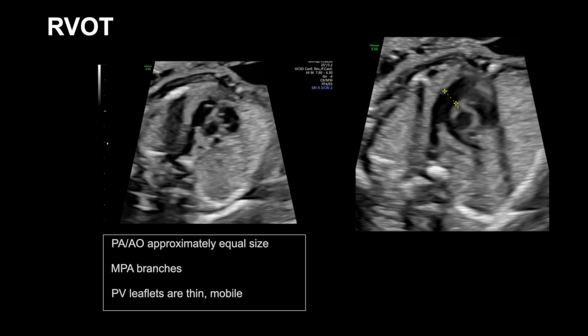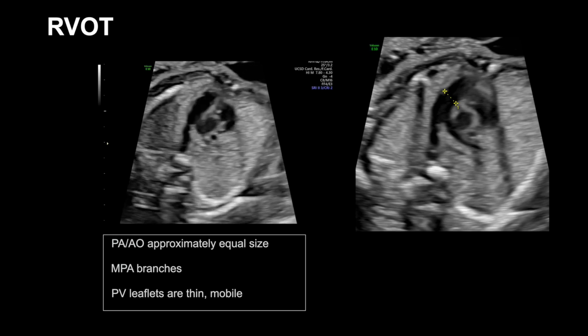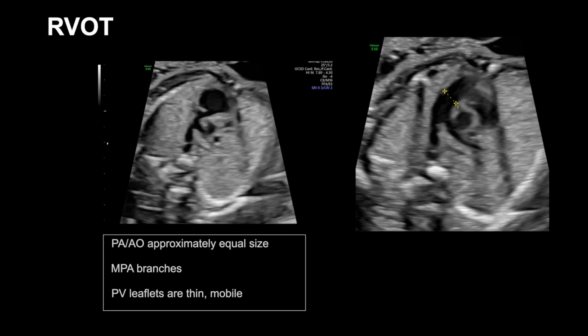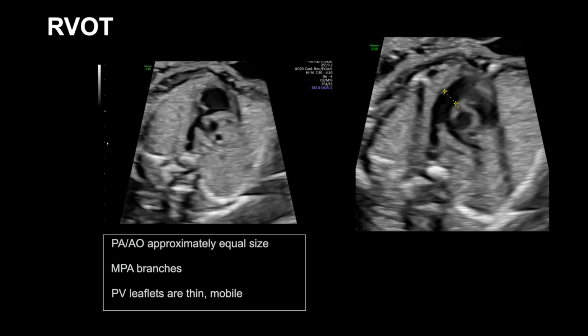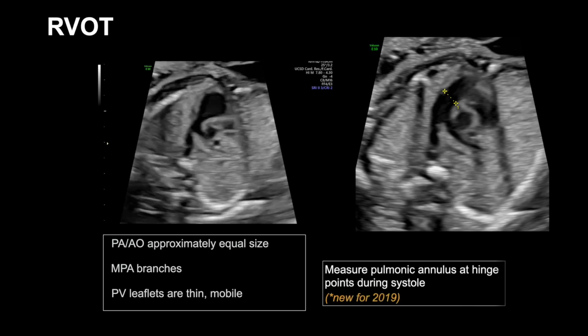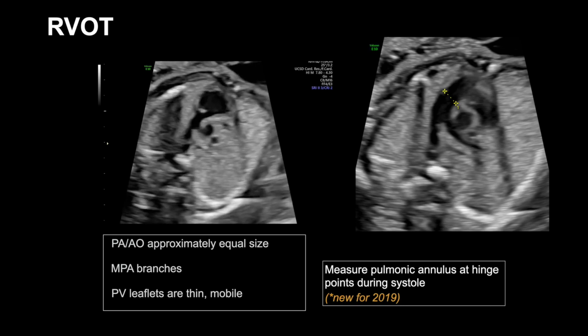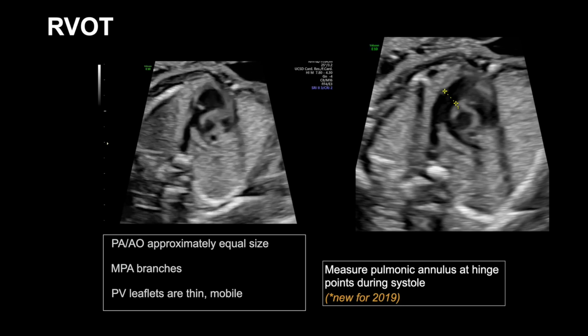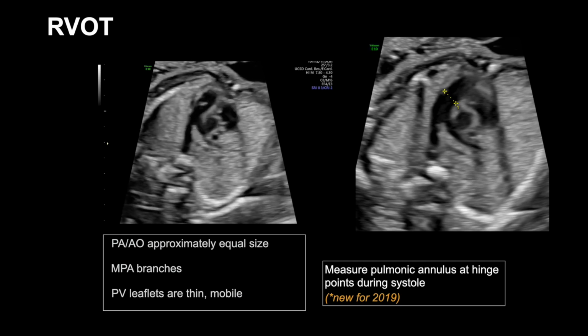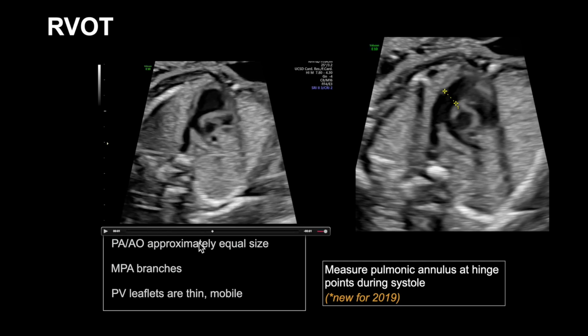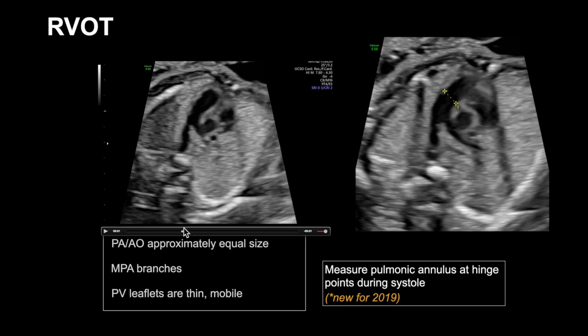Your main pulmonary artery should branch into the right and left pulmonary arteries. And the pulmonary valve leaflet should be thin and mobile, with addition of now measuring the pulmonic valve annulus at the hinge points. So again, pause, use your cine to scroll back and forth to see it, and then you go ahead and place your calipers and make the measurement.